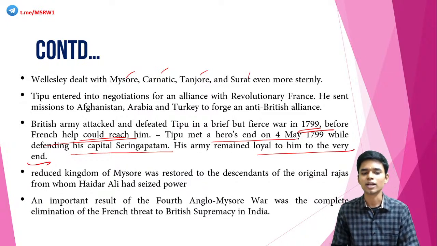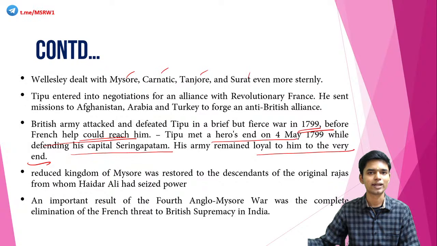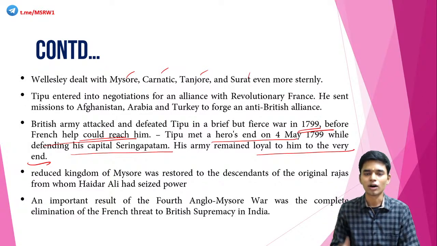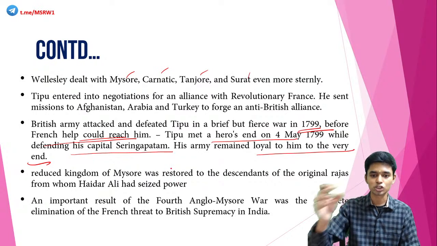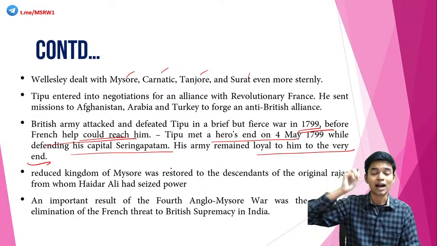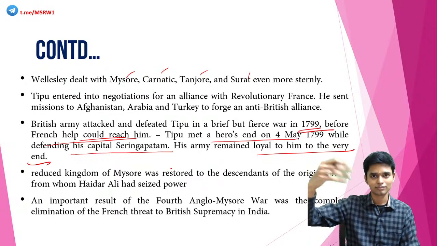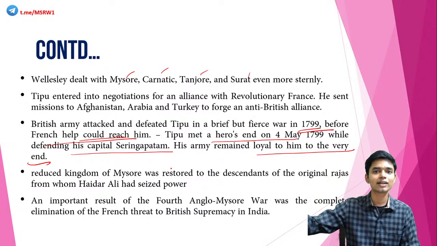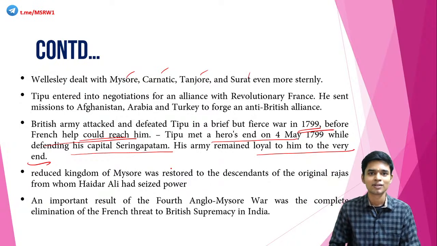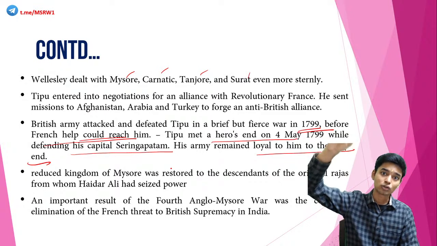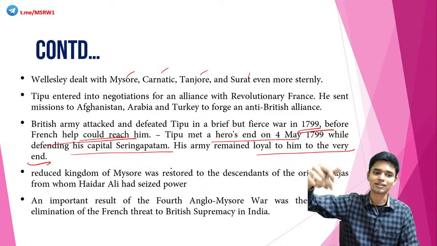Finally, Tipu Sultan died. And that came to the end of the fourth Anglo-Mysore War. After this war, the kingdom of Mysore was restored to the original descendants. Hyder Ali actually took this from Nanja Raja, and the puppet ruler at that time was Chikka Krishna Raja. So this territory of Mysore was restored back to Krishna Raja's descendants.